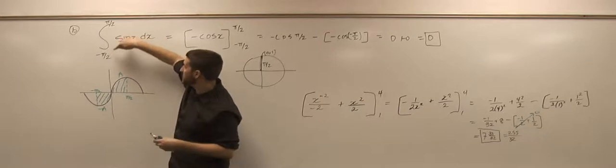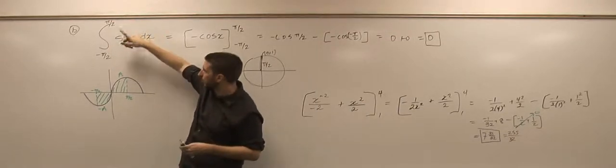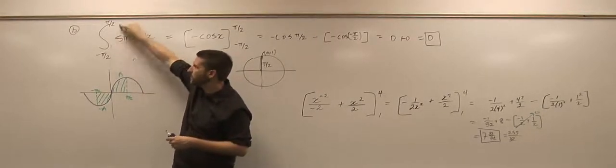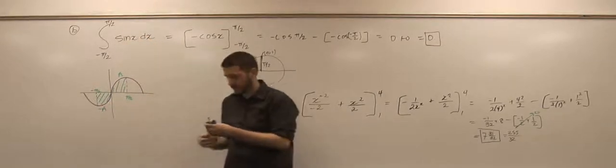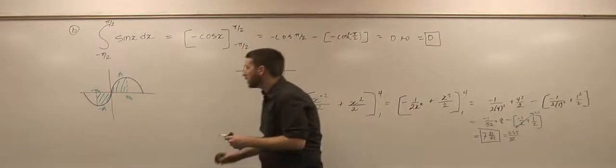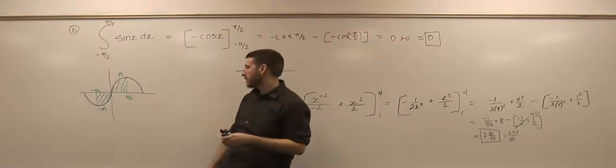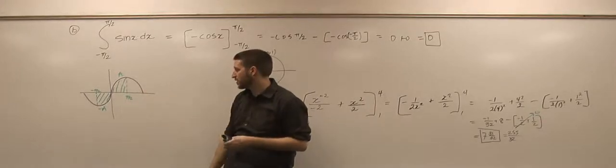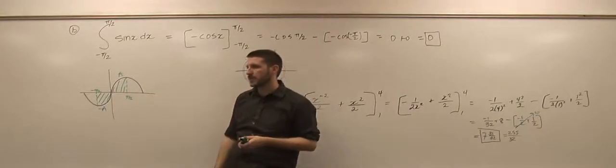Now, these limits have to be the same distance from the origin, right? So this will work if I did negative pi to pi, or negative 17 to 17. But if I change it to something like 1 to 5, it doesn't work anymore. They have to be the same distance from the origin. 0 to 2 pi is going to have the same effect for different reasons. I mean, I guess the same reason. You just kind of have to think about shifting your origin over. But yeah, 0 to 2 pi, you'll have one hump above and one hump below, so that'll cancel out.